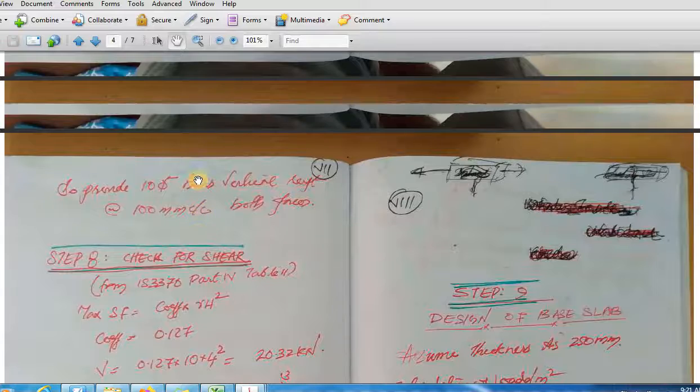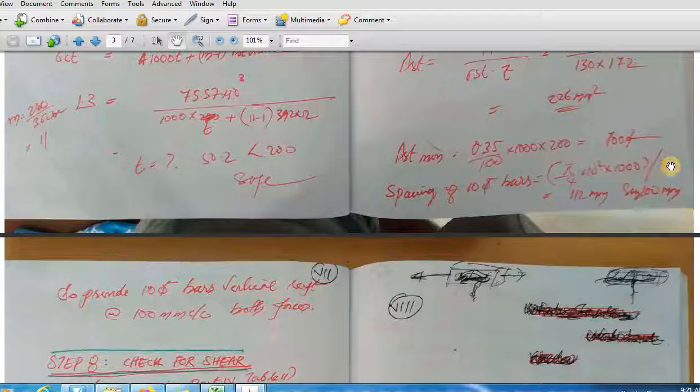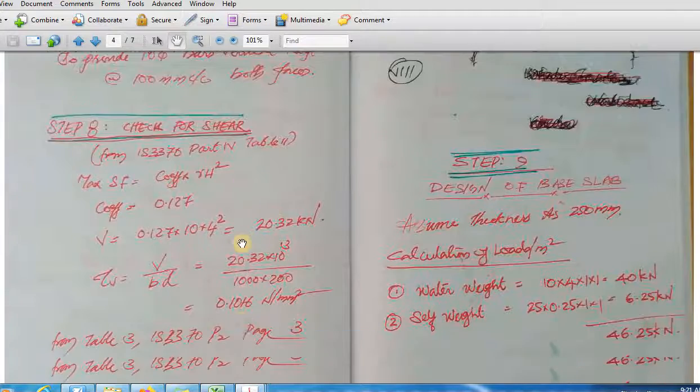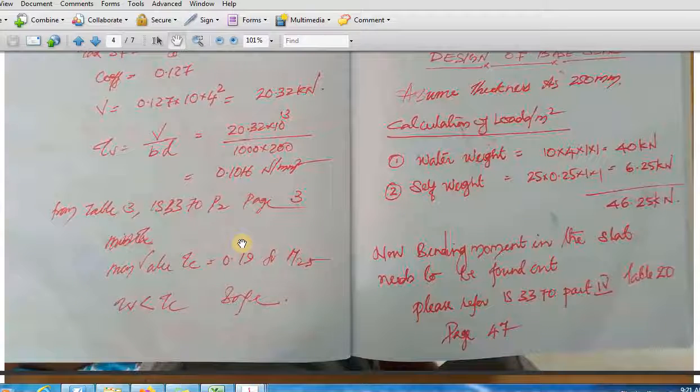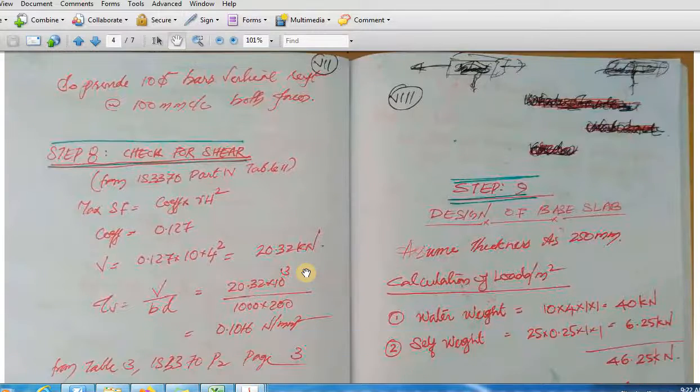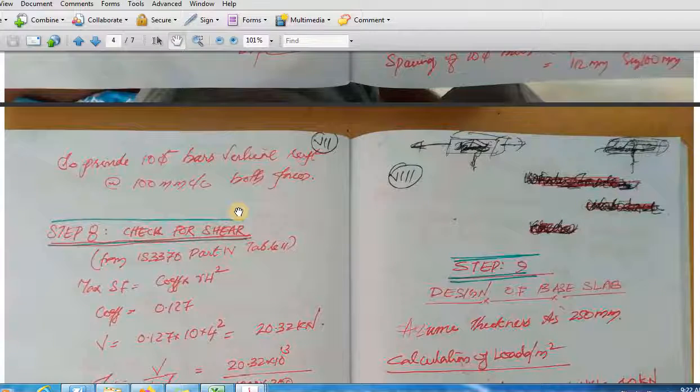This one we got minimum Ast 700. So use 700 divided by bd, you have to find out percentage Ast. Then you find out tau c. Okay. In this case not required, because the minimum value of tau c itself is 0.11, which is higher than the shear stress. So we are on the safer side. So that's all with the vertical wall.